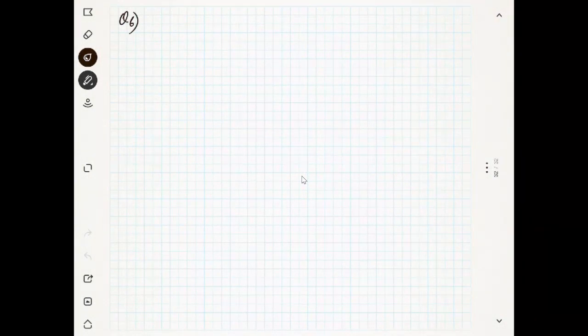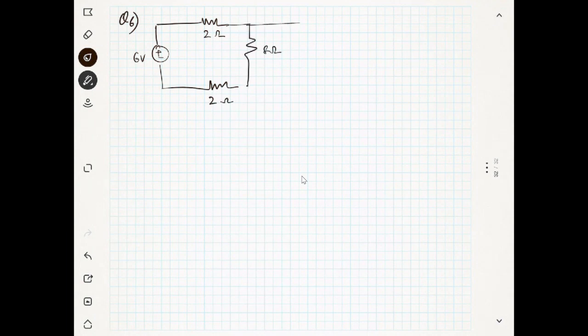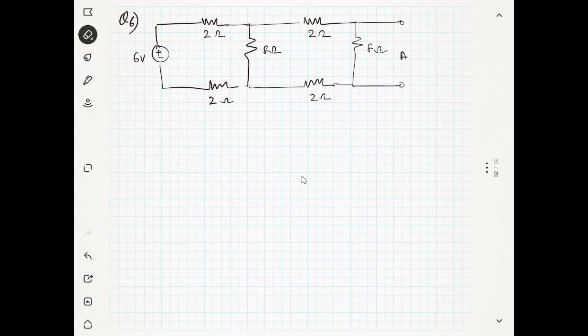Okay. Now there is another question. There is a 6 volt battery which is connected like this, and a 2 ohm resistance and another 2 ohm resistance, and there is an 8 ohm resistance which is connected like this, and another 2 ohm resistance and 2 ohm resistance, again an 8 ohm resistance, and this is A, B.